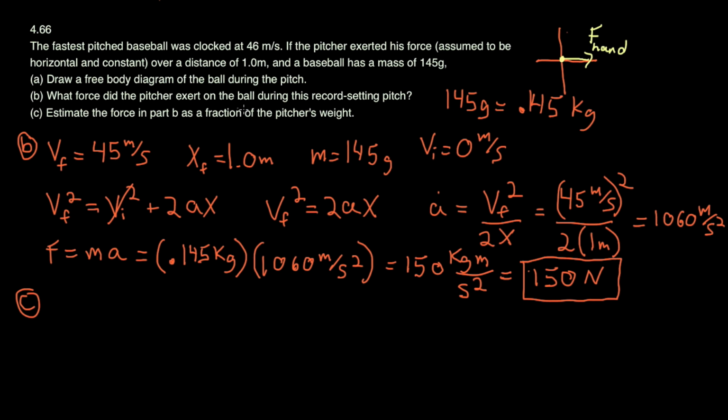Okay, so let's try part C now. Estimate the force in part B as a fraction of the pitcher's weight. So an average male weighs about 75 kilograms, so let's say he weighs 75 kilograms. To find the weight, that's a force. Weight is a force. So the mass of the pitcher is 75 kilograms, we'll call that m. And so to find the weight, we'll call it force of weight, it's going to be 75 kilograms times the acceleration due to gravity, which is 9.8 meters per second squared.